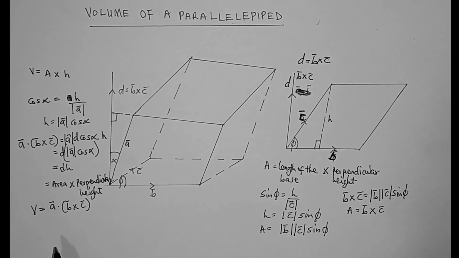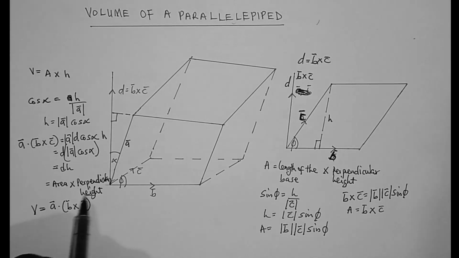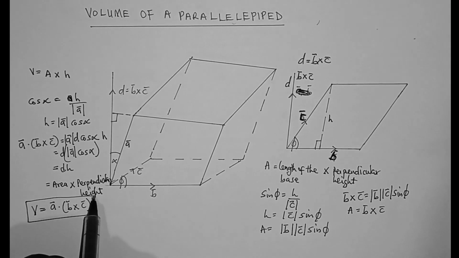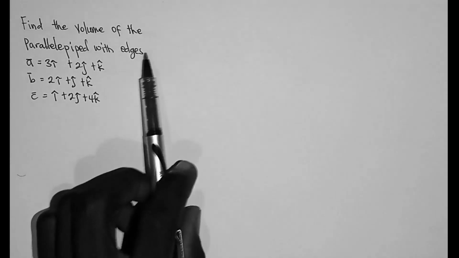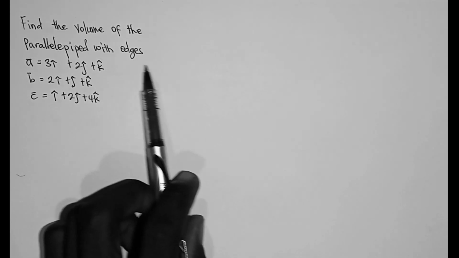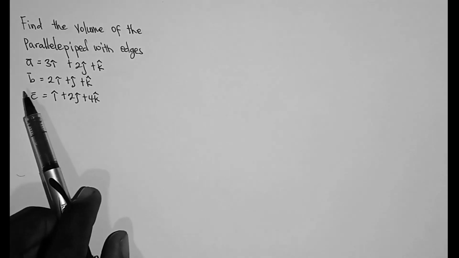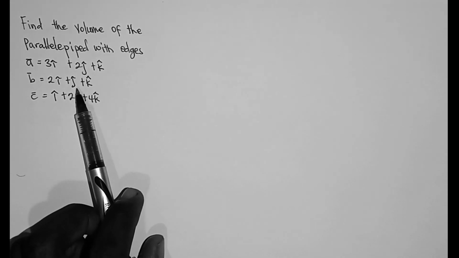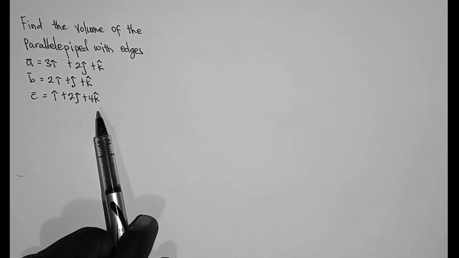This is what in mathematics is also known as the triple product. So we are going to use this formula, volume equals vector A dot vector B cross C, to find the volume of any parallelepiped that we are given. Find the volume of the parallelepiped with edges vector A equals 3i plus 2j plus k, vector B equals 2i plus j plus k, and vector C equals i plus 2j plus 4k.